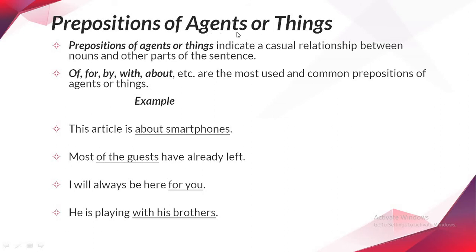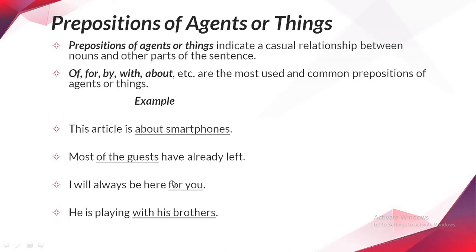Then is preposition of agents or things. Prepositions of agents and things indicate a causal relationship between nouns and the other parts of a sentence. Fine. It refers to the relationship between a noun and the other parts of a sentence. Example, this article is about smartphones. So the article that I have read today is about smartphones. So it is talking about smartphones. Most of the guests have already left. Fine. Most of the guests.